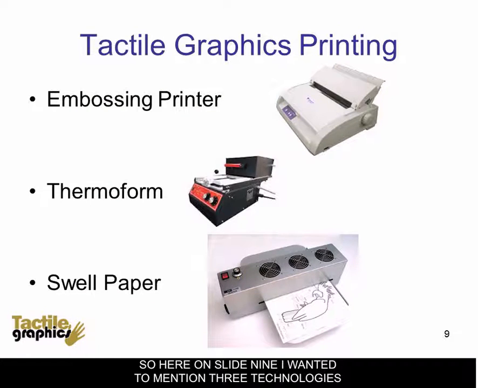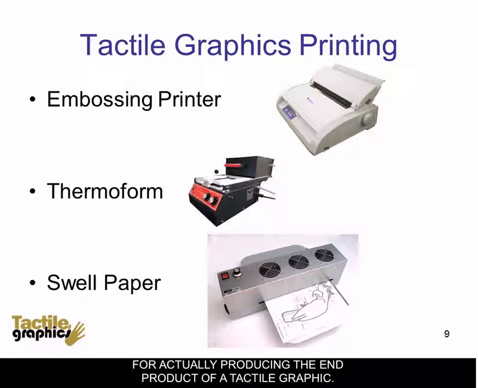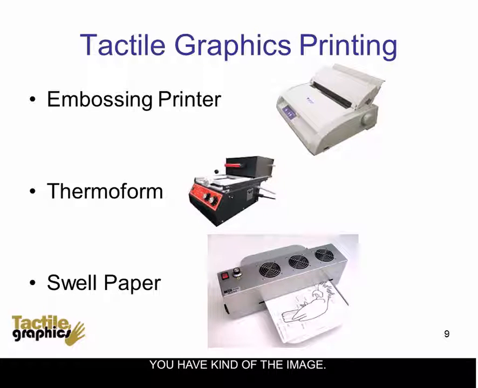Here on slide 9, I wanted to mention three technologies for actually producing the end product of a tactile graphic. You have the image, you have everything ready to go. Where do you print it? You might have an embossing printer, and instead of printing ink, it pushes the paper and makes things rise a little bit, so it would be fairly sturdy paper. There's a thermoform process. I mentioned creating a negative. Once you have the negative, you can put some sort of plastic-like paper on top of it and do a heat process, and it slumps, and now you have something embossed.